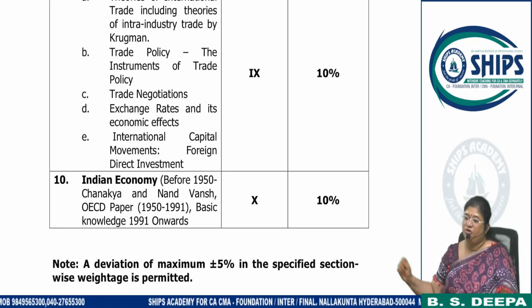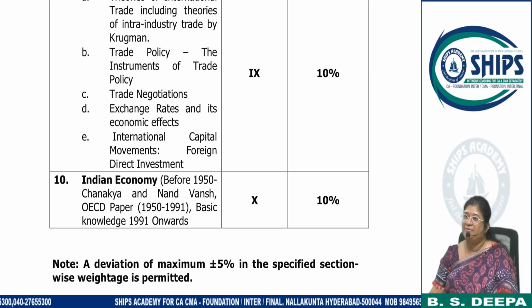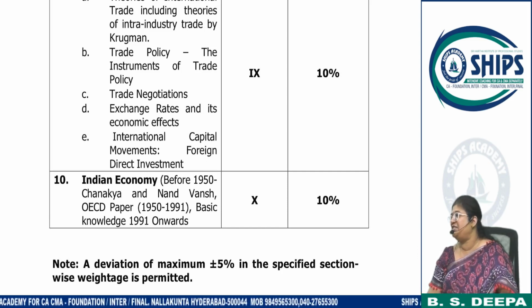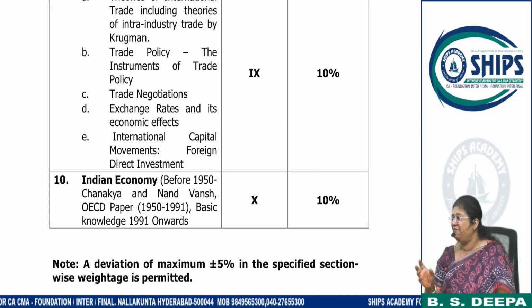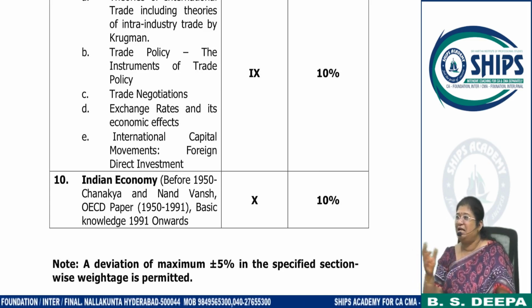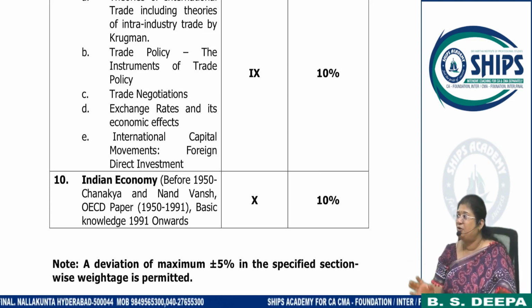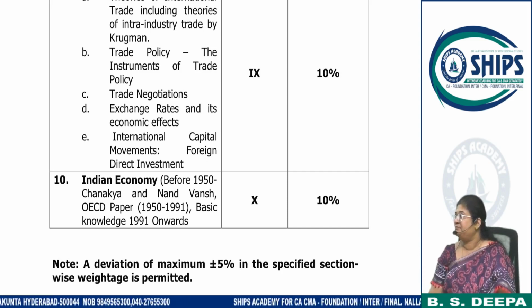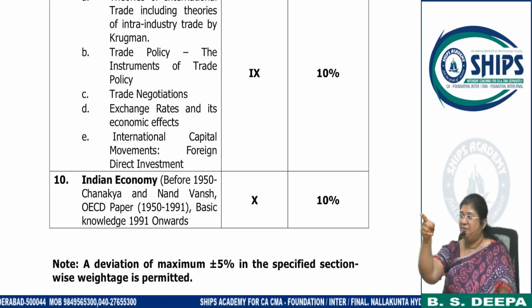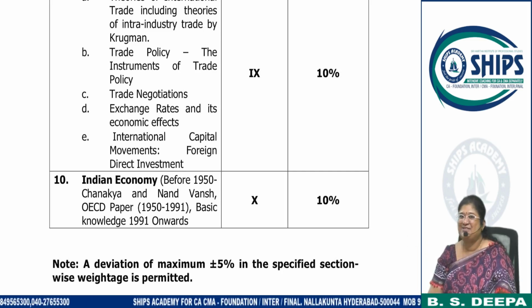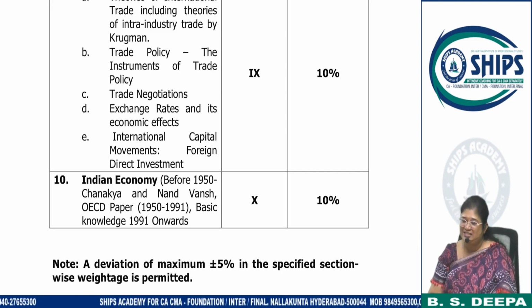Now the most important thing you have to remember is the last bold line. That is a deviation of maximum plus or minus 5% in the specified section-wise weightage is permitted. That means he can give 5% more or 5% less in a few of the chapters and give more importance to other chapters. There is nothing that you can deny. You can't say that you said 10%, you have given 15% weightage. You can't accuse the person. So that's why you have to be thorough with all the chapters.